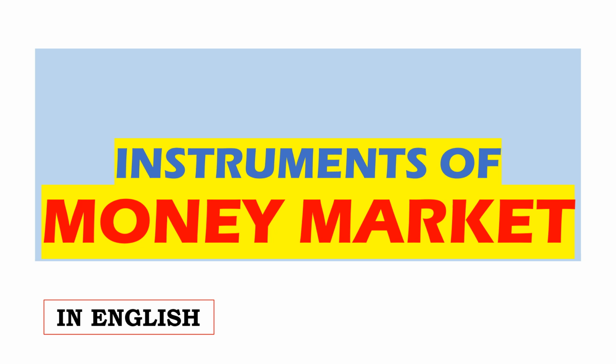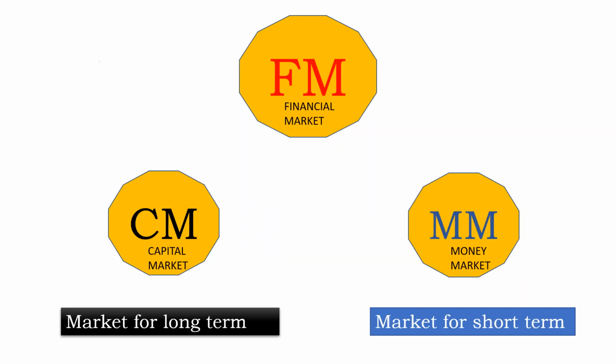The topic for today is the instruments of money market. When we talk about the financial market, we can divide it into two subparts. The first is the capital market. Capital market is the market for long-term investments. If you want to invest a certain amount of money for a period of more than 1 year, then you are dealing with the capital market.